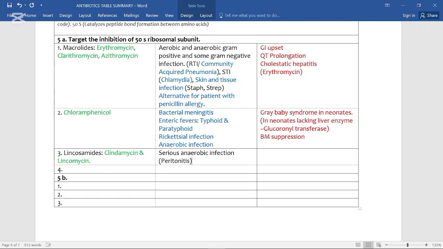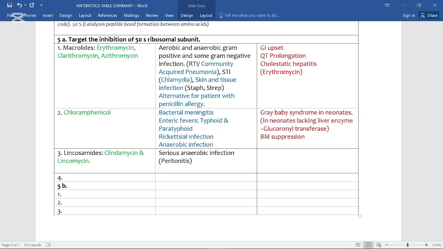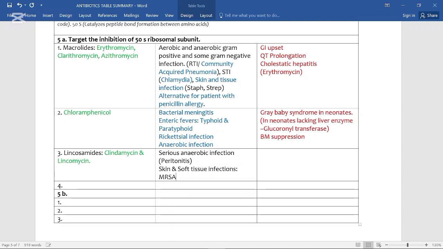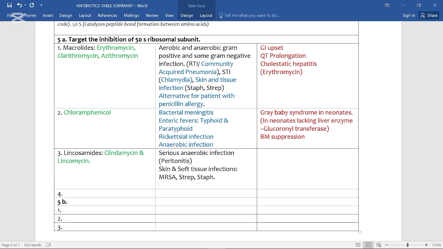Another one, these drugs are also good when it comes to skin and soft tissue infection. It's also very good for skin and soft tissue infections, especially those caused by MRSA, those caused by strep and other strep and staph bacteria. Yeah. So it's very good when it comes to MRSA, strep and staph infections, those that are found in the skin and the soft tissue.